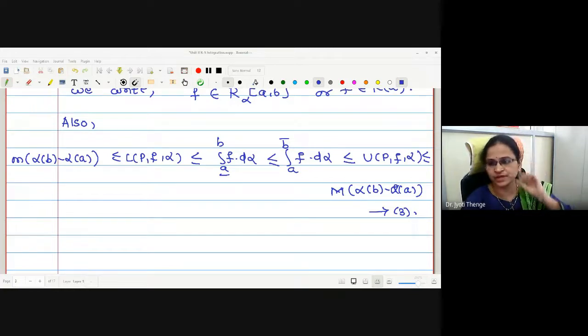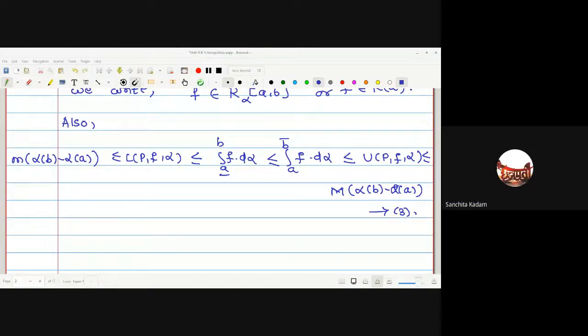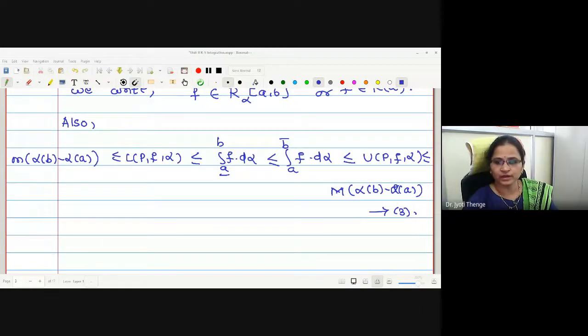Hi students, here we have seen the definition of Riemann-Stieltjes integration. Any doubt with this? Okay. We will stop here. Thank you.